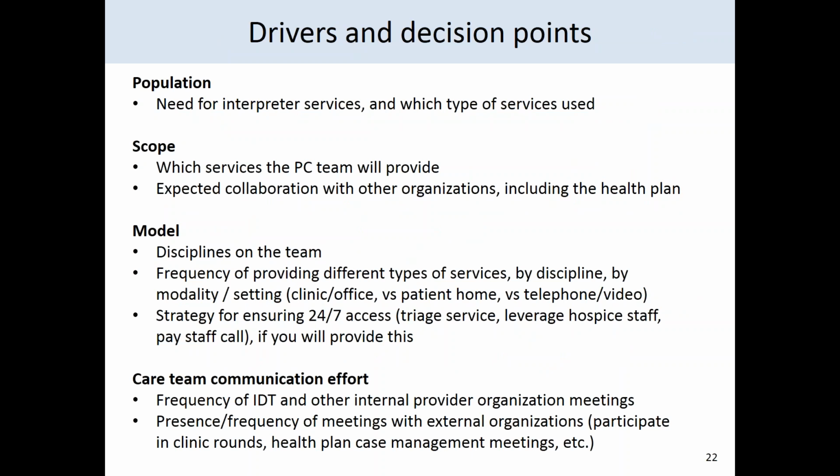So, cost drivers and decision points. When you think about those variables where there's an opportunity to impact the cost, where you can make choices about what you do, and that's going to result in more or less effort, more or less cost, you can look at these categorically, and there's a sampling here for you. So, population. If you have a population that is linguistically diverse, you may well need interpreter services, but you can make choices about which type of services you're going to engage with or use.